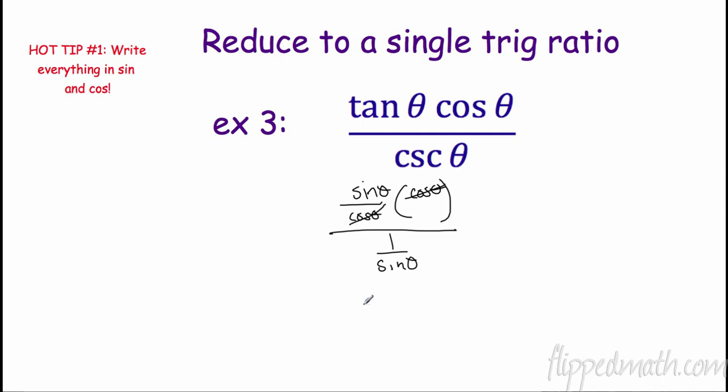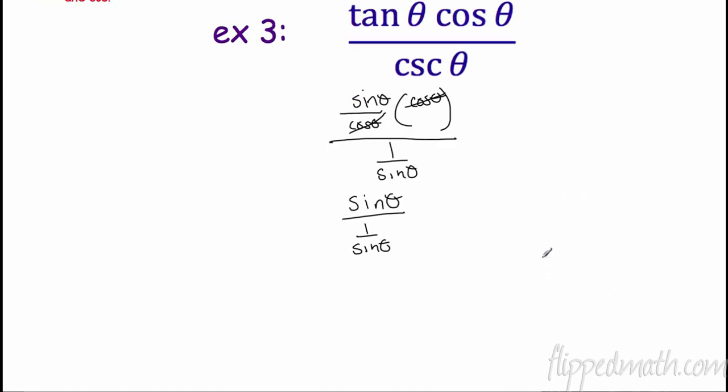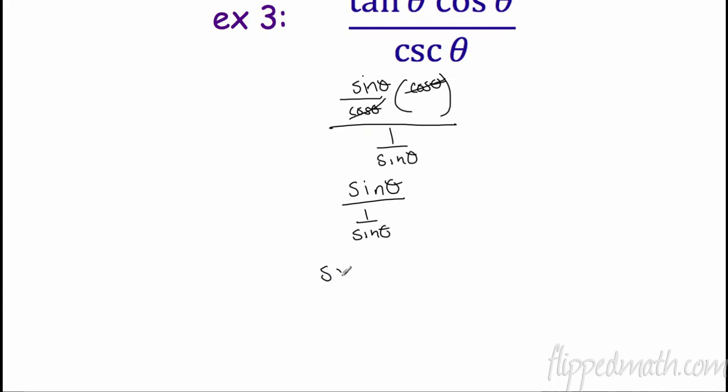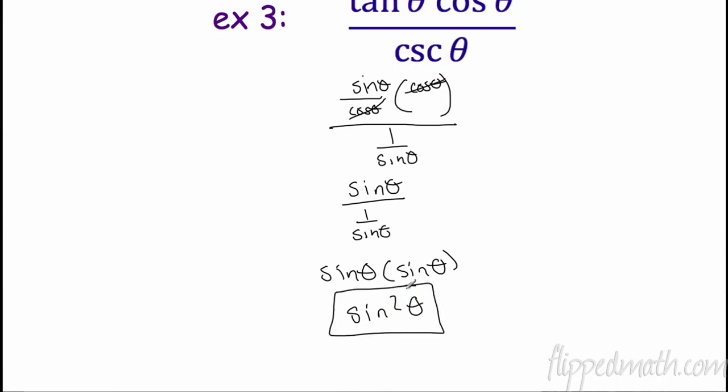These cancel, so now we have sine theta divided by 1 over sine theta, right? When I divide by a fraction, that's the same thing as multiplying by the reciprocal. Sine theta times sine theta is sine squared theta. And there is our single trig ratio, all right? So I reduced everything to sine and cosine, did some fancy math from algebra, actually fractions, 8th grade, 7th grade, 6th grade, and I came up with my single trig ratio.